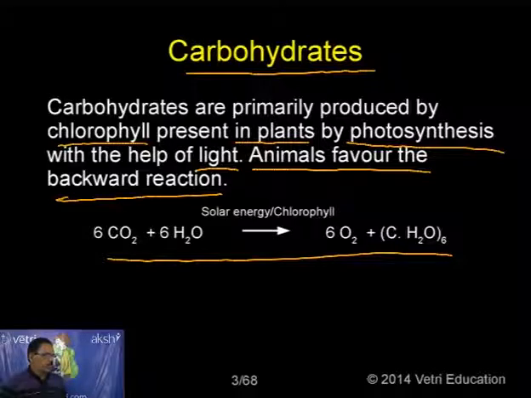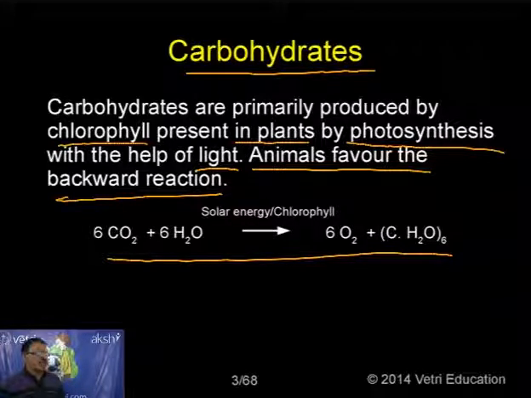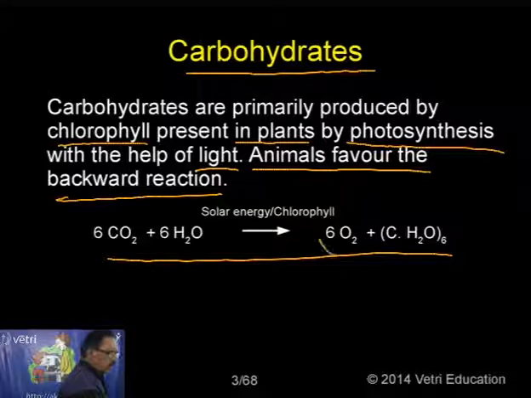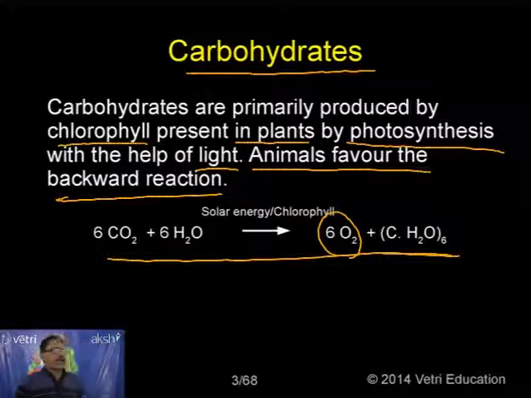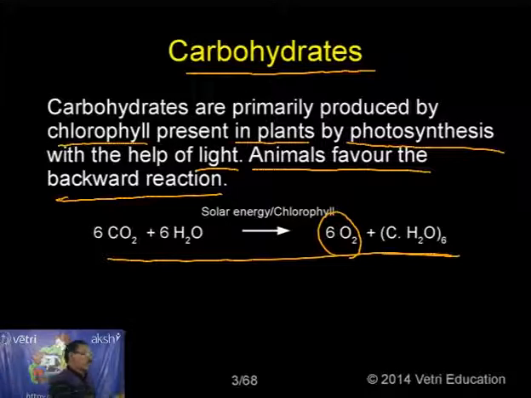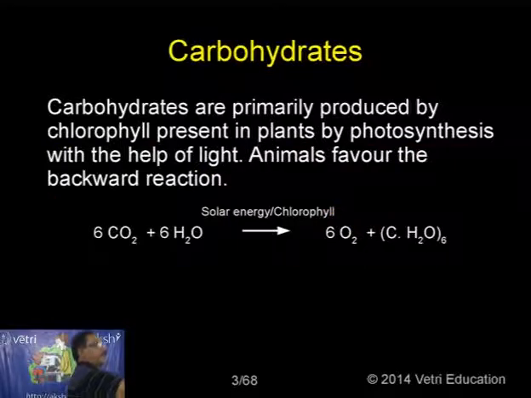6 CO2 plus 6 H2O, in the presence of solar energy and with the help of chlorophyll, is converted into 6 moles of oxygen and the corresponding carbohydrates. It may be glucose, it may be fructose, it may be anything. So this is the most important information regarding carbohydrates.